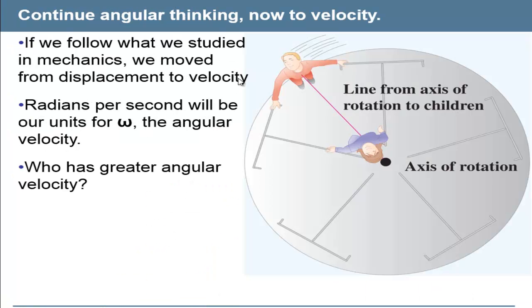So if we follow our reasoning from mechanics, or from linear motion in chapter 2, we move from displacement to rate of displacement, or what we call velocity. So we'll move from angular displacement, or a delta theta, to a delta theta over delta t, change in angle with time, and we'll define this as our angular velocity. Angular velocity here is omega. This is the lowercase Greek omega, and this is the angular velocity.